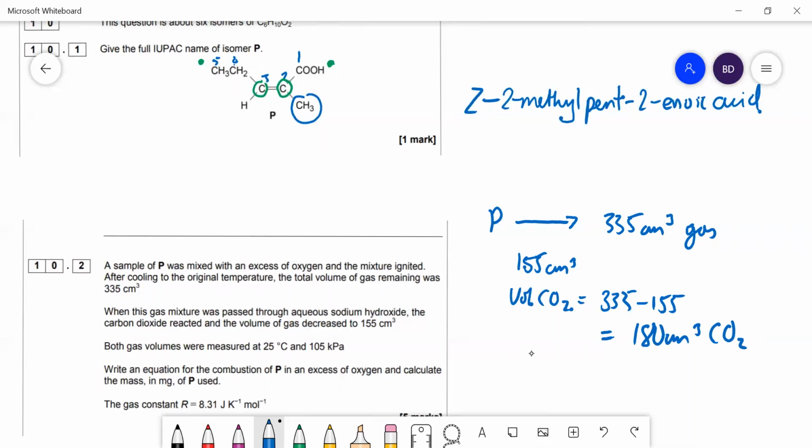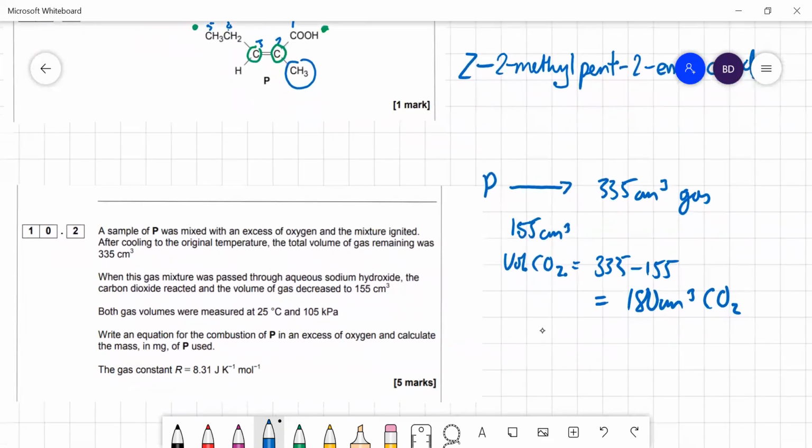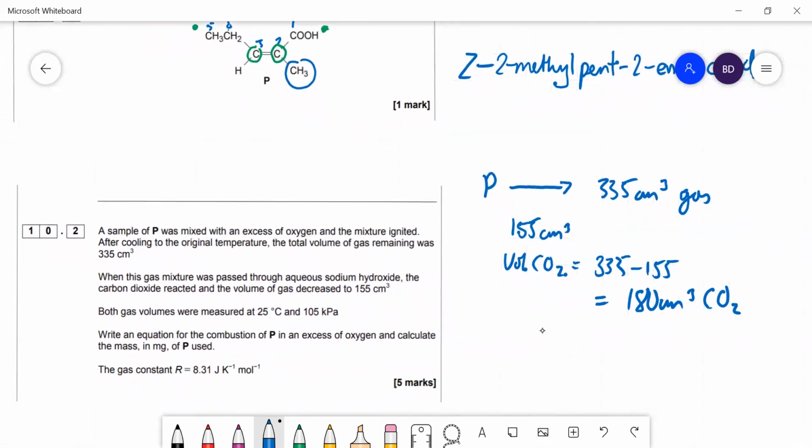All right, both gas volumes were measured at 25 and 105 kilopascals. Write an equation for the combustion of P in an excess of oxygen and calculate the mass in milligrams of P used. So let's work out the number of moles of CO2. That's what we've got to do.